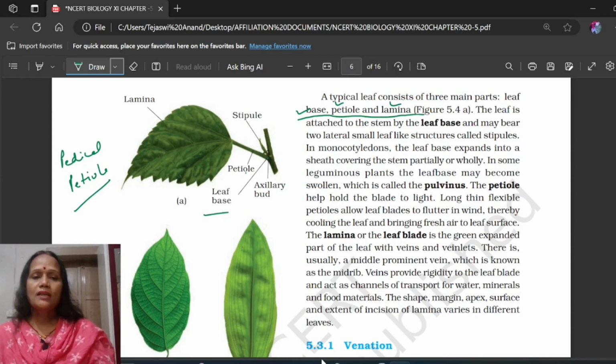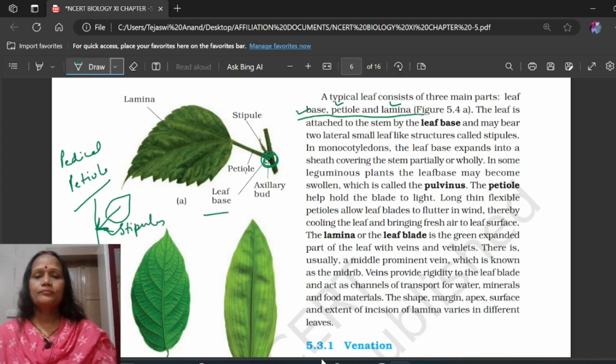Leaf is attached to the stem with the help of leaf base only. So this is the portion, leaf base, from where the leaves are attached with the stem. They bear two lateral small leaf-like structures also on the base, on the point where the leaves are attached to the stem. These are called stipules. The leaf base expands into a sheath covering the stem partially or wholly.